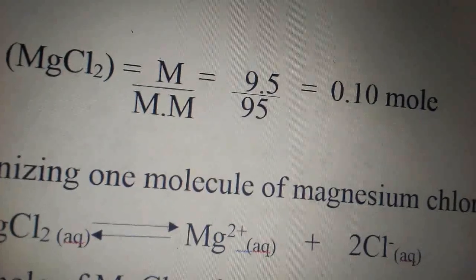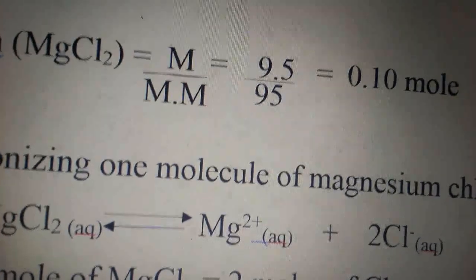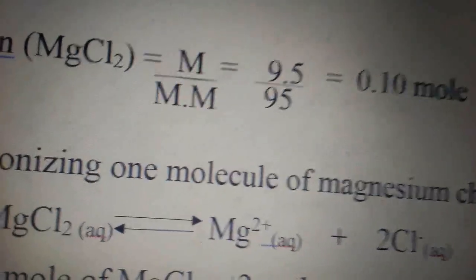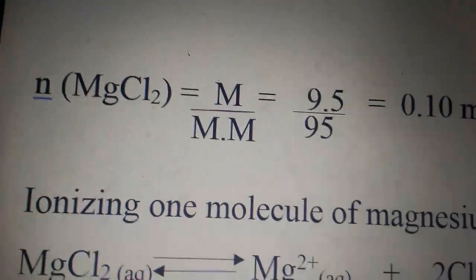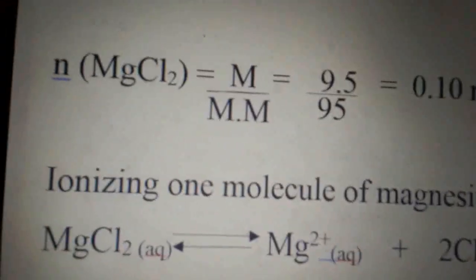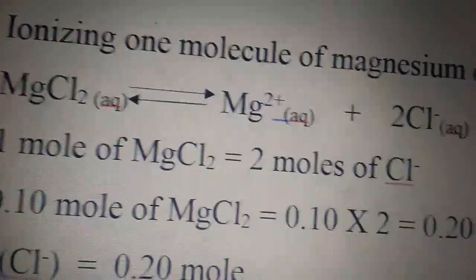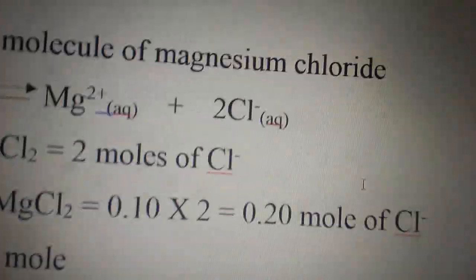The substance is not in solution. If it's in solution, we get the number of moles using CV over 1000 as in the former example before this. But the substance is not in solution. They gave us the mass, so we get the number of moles using mass over molar mass. Having done that, the same thing we did in the other one, you ionize one molecule of the substance, break it into ions. So when you ionize 1 mole of MgCl2, you get 1 mole of magnesium ion and 2 moles of chloride ion.